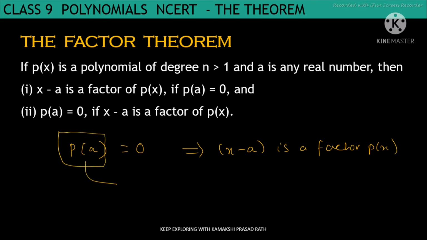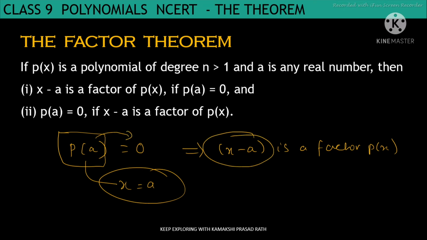P of a is nothing but in place of x we have to put a. So in place of x in the polynomial we have to put a, and whatever the answer we get, that is called p of a. So p of a is the value of this polynomial p of x when x equals a. Now once we get p of a, if it is 0, then we can say x minus a is a factor. So that's the simple logic we'll be using here in some different types of problems. So that's the factor theorem. If p of a is 0, then x minus a is a factor, and if x minus a is a factor, then p of a is 0.